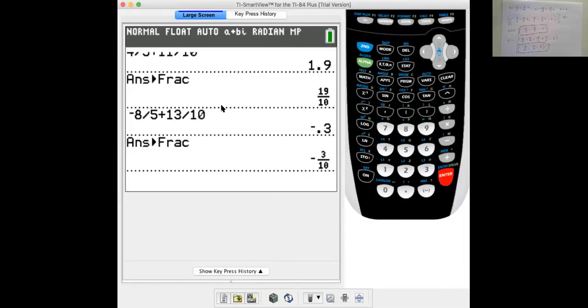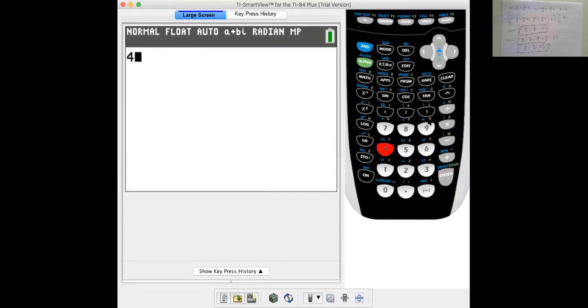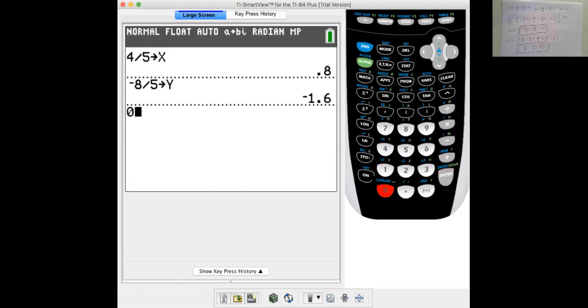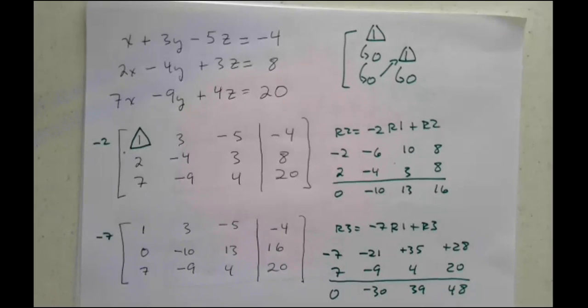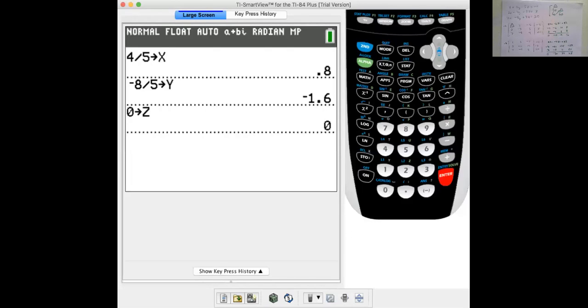So I'm going to go back to the calculator here. 4/5 was x. So 4/5 store in x. -8/5 store in y. 0 store in z. And I want to go back to my original question, if I can find it. My original question was here, right? X plus 3y minus 5z. Let's see if that's -4. X plus 3y minus 5z. We hope that's -4, and it is.